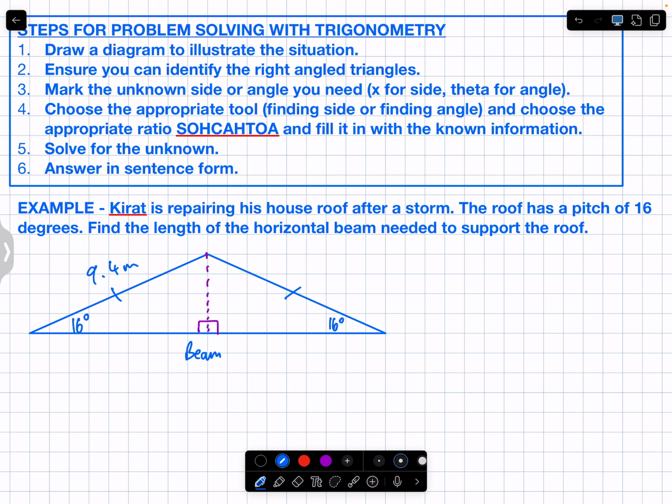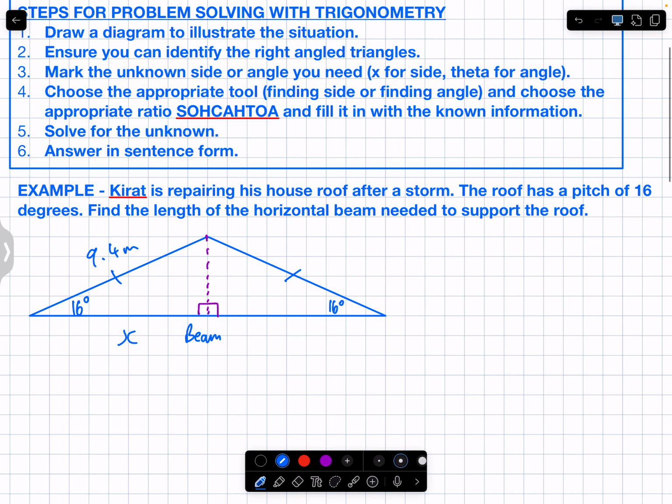Okay, let's try. Am I going to be able to find the length of the actual beam straight away? Is the whole beam part of a right angle triangle, or is half of the beam part of a right angle triangle? Half of the beam is. So you can label things whatever you want. Let's call the side X. So which of the SOHCAHTOA is going to apply for us to find X there? I have the adjacent and I have the hypotenuse. So cos 16 degrees is equal to adjacent X over hypotenuse 9.4.